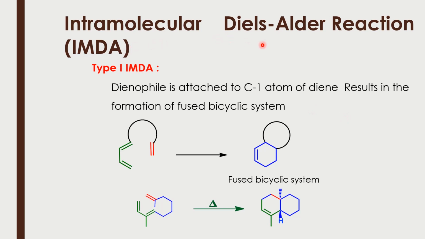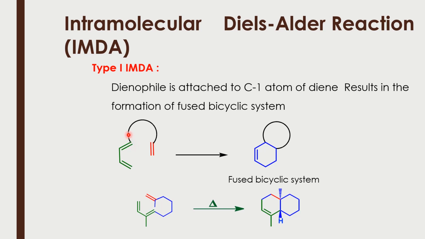You can also have intramolecular Diels-Alder reaction. And in the intramolecular Diels-Alder reaction, again, it depends on whether the substituent which is carrying the dienophile is attached to the C1 of the diene or is attached to the C2 of the diene.